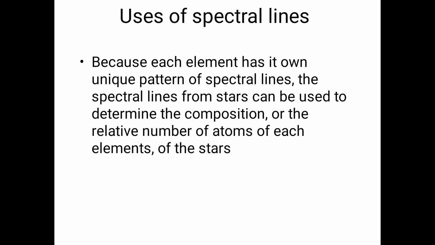The use of spectral lines is that each element has its own unique pattern of spectral lines. The spectral lines from the stars can be used to determine the composition, or the relative number of atoms of each element in the stars.